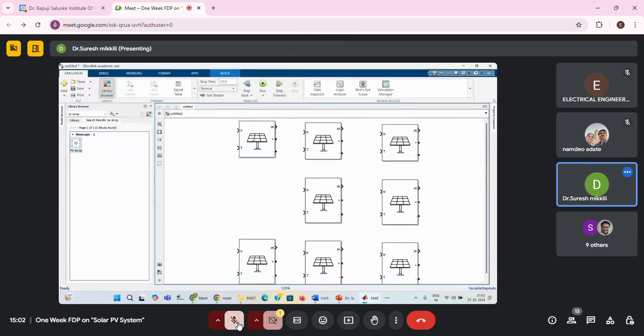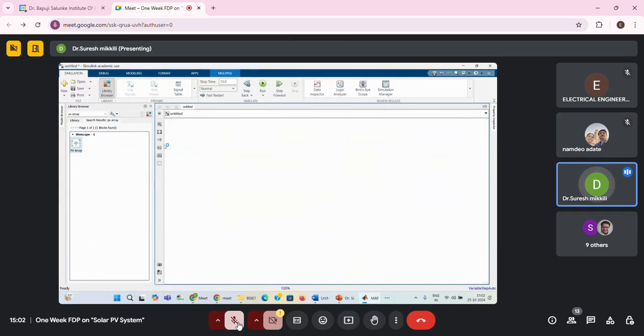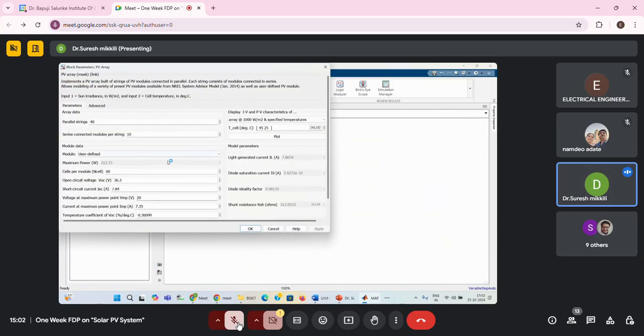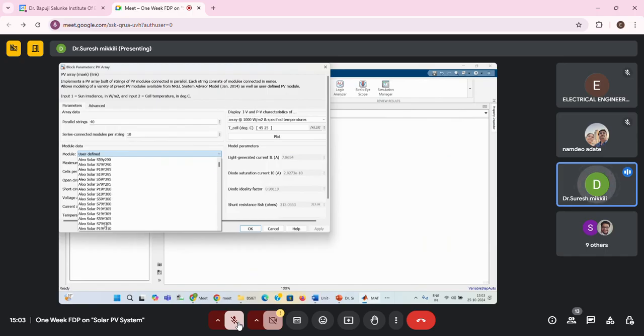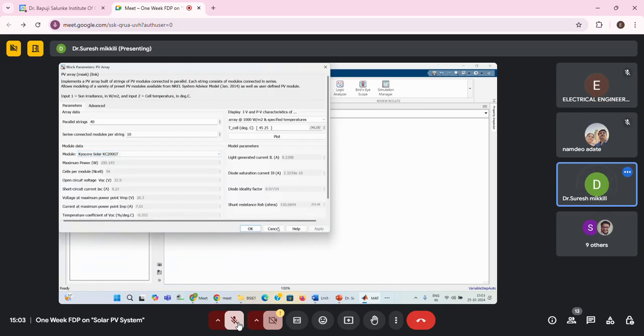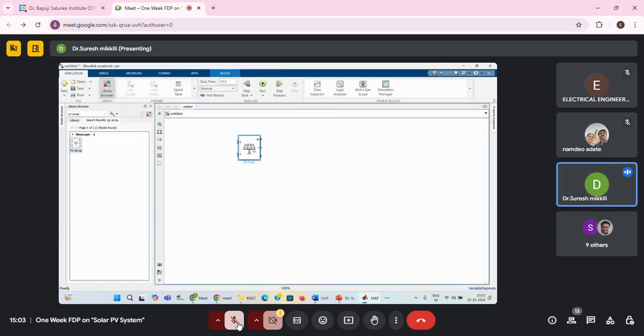Initially, what we need to consider is, from the library, you take a PV panel. In that, you need to select not user defined, then whichever model is required, you try to take. So this one I have taken. Then the number of strings is one by one, that means one module. So this is one module.